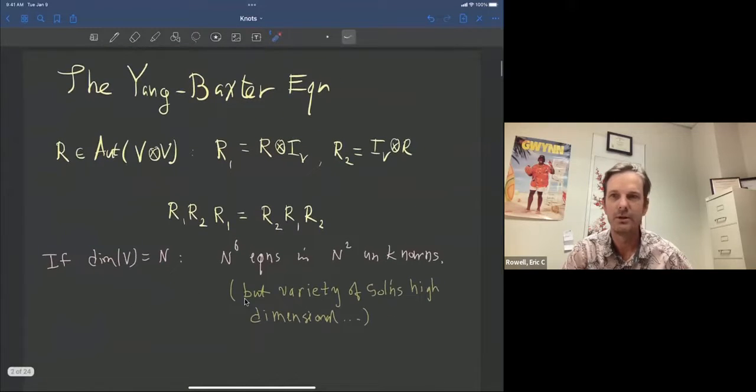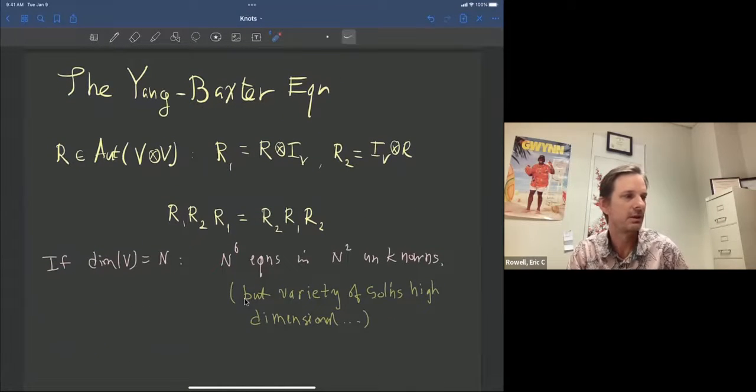Of course, everyone here knows what this is. The Yang-Baxter equation: you have an automorphism R of V tensor V, some finite dimensional vector space, and you define your operators R1 and R2 by tensoring up with the identity. Then you have the Yang-Baxter equation. The question is, how can we describe all solutions? From a purely algebraic geometry perspective, there are n to the sixth equations in n squared unknowns. So you might expect it to be overdetermined, but it isn't really. There are lots of solutions and we really don't know them all.